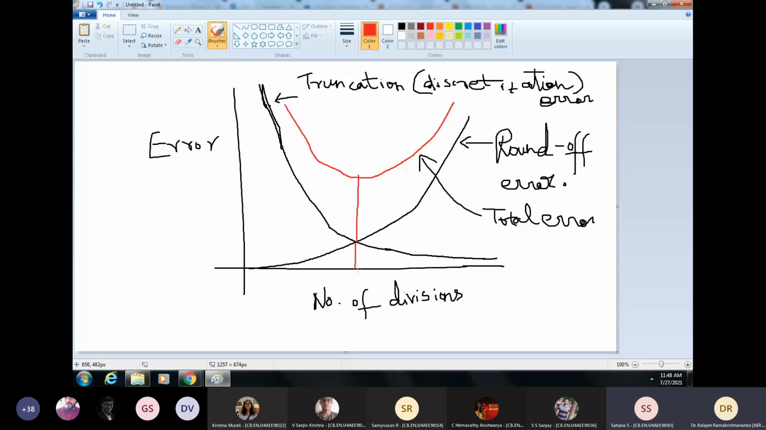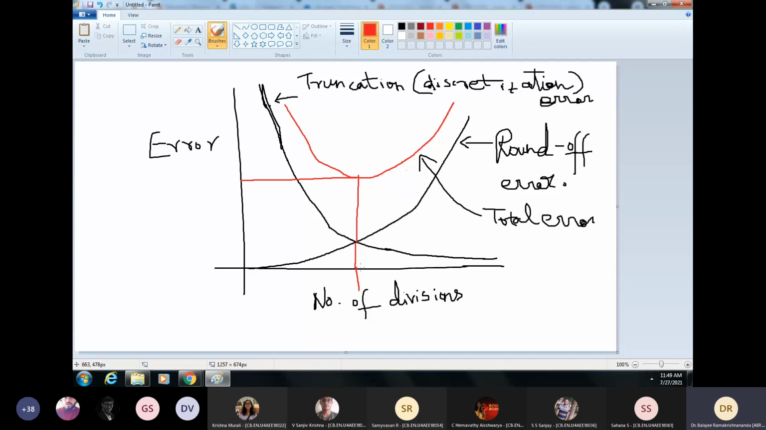So what does this say finally? Very interestingly, one party may say, for example, let's say Krishna's party, hey, come on, I don't want round off errors, so make as less computation as possible. Then Aishwarya's party will say, no, truncation there will be more, so make as many subdivisions as possible. But actually there will be some number of divisions for which you will get the least error, which is the sweet spot you should try to achieve.